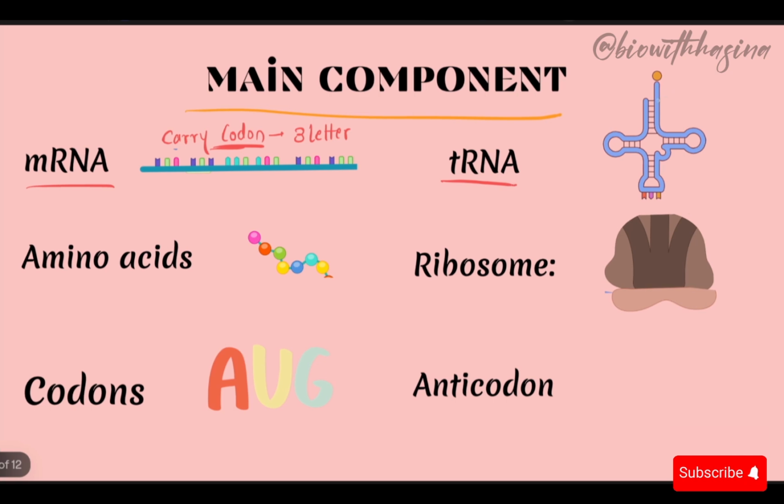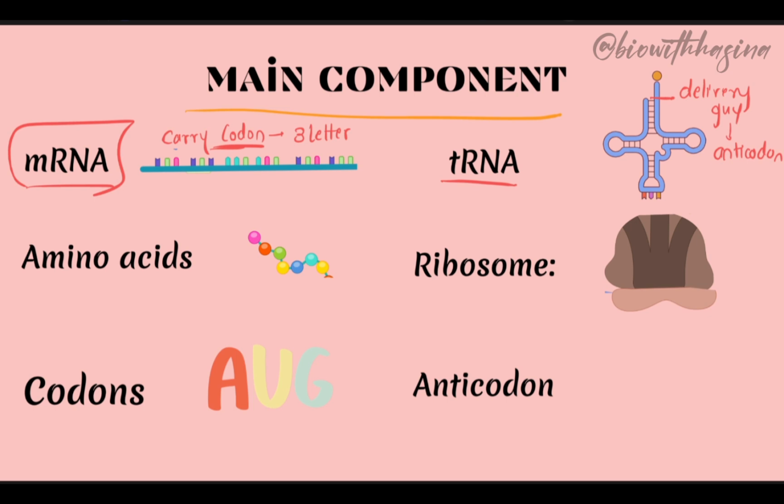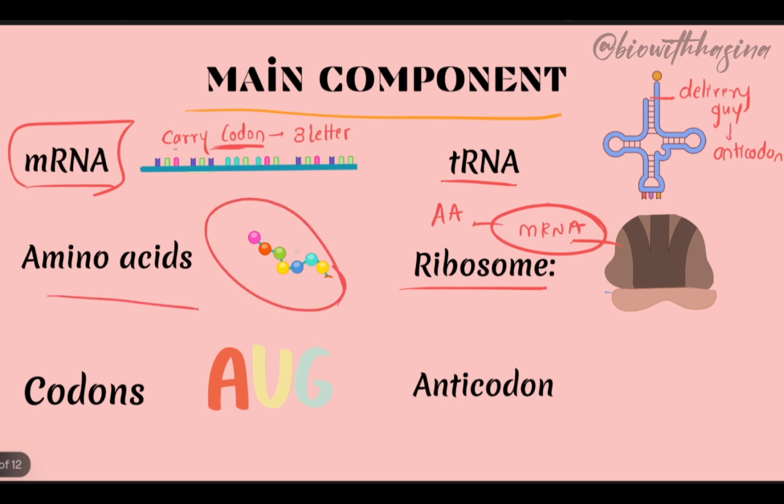Next is your tRNA. This tRNA is acting like a delivery guy who has the anticodon for the codes of the mRNA. The next one is your ribosome. This ribosome is the one who is going to read the mRNA and attach the amino acids. We are going to understand what these are. Amino acids are the building blocks for the protein.